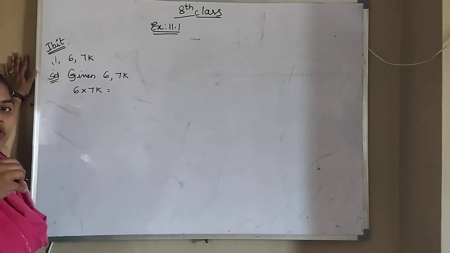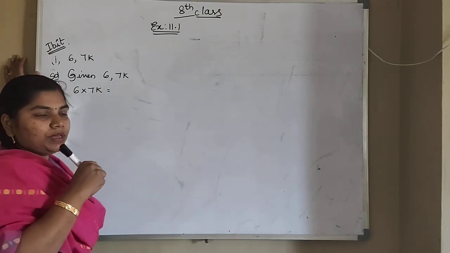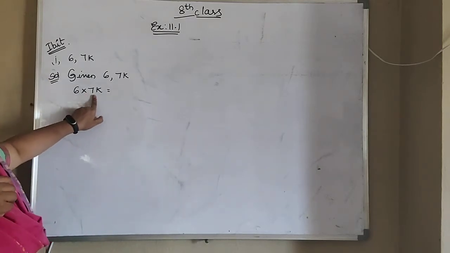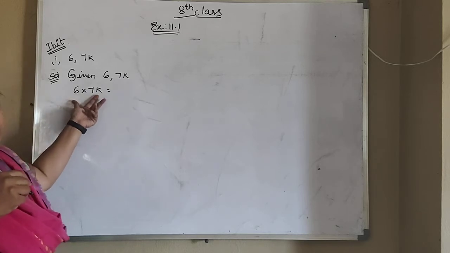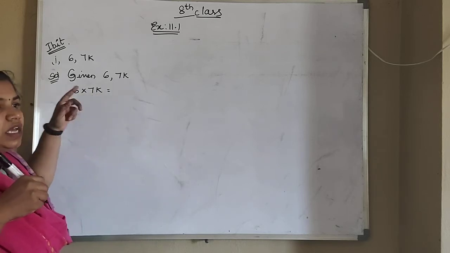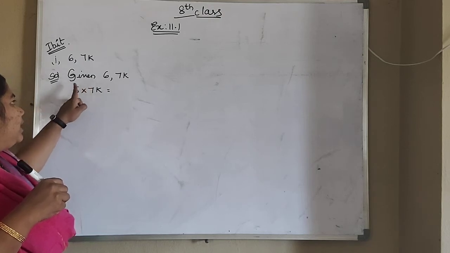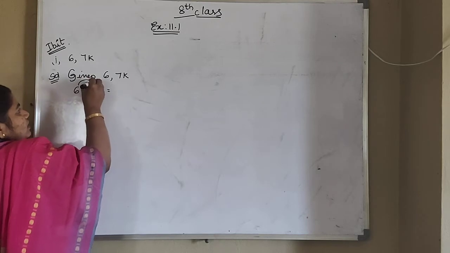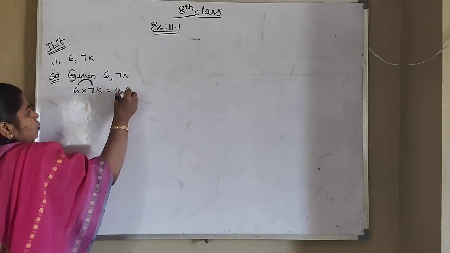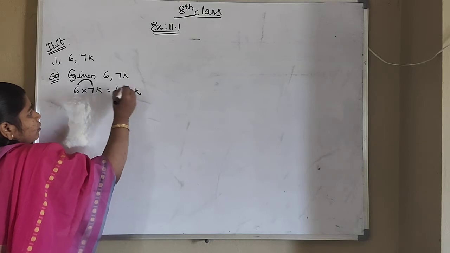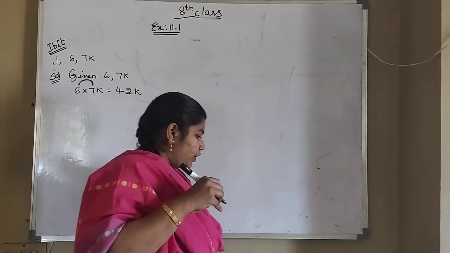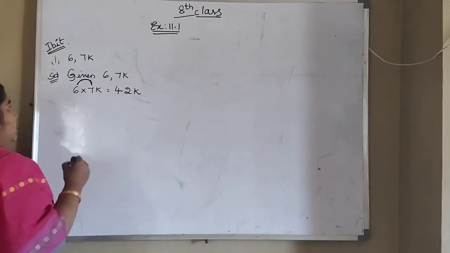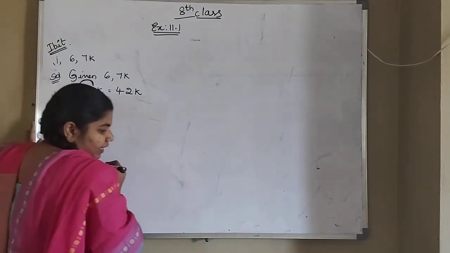How do you do multiplication of monomial with monomial? 6 is also a monomial, 7k is also a monomial. We are multiplying two monomials. First you have to multiply the numerical numbers and then multiply the variables. 6 sevens, 6 into 7 is how much? 42, and only one variable is there, so you write it the same, that will be 42k.